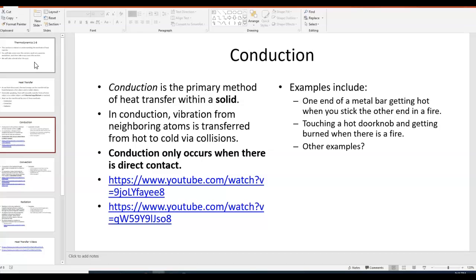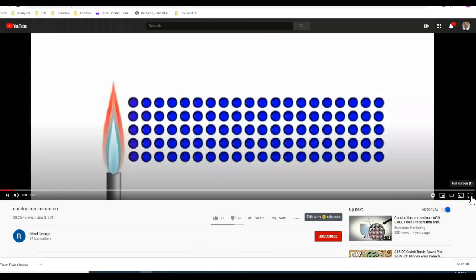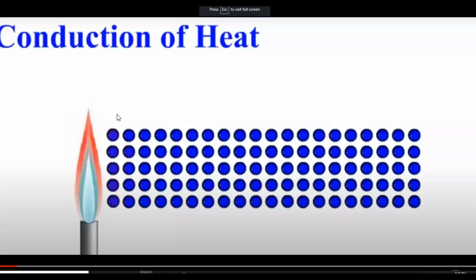So, conduction is the primary method of heat transfer within a solid or within objects that involve direct contact. Now, the reason that you see conduction with solids in direct contact is because conduction involves vibration from neighboring atoms transferring energy through collisions. Now, let me explain what that means. Okay, so let's take a look at this little video. So imagine you take a piece of metal and you put it over a flame. And imagine these blue dots represent the atoms inside the metal. Okay, so just use your imagination.